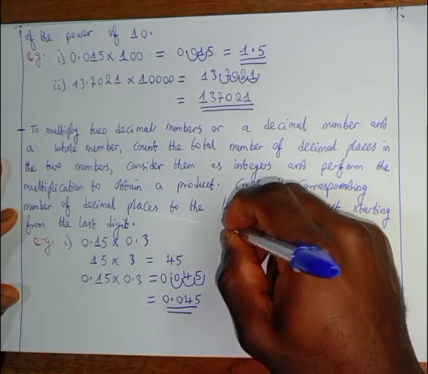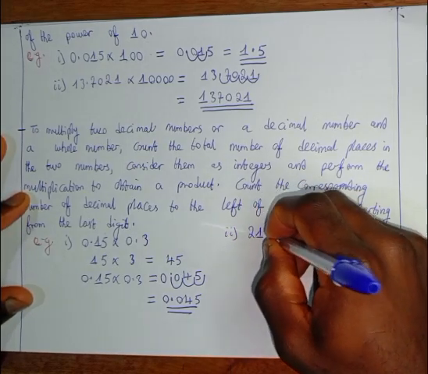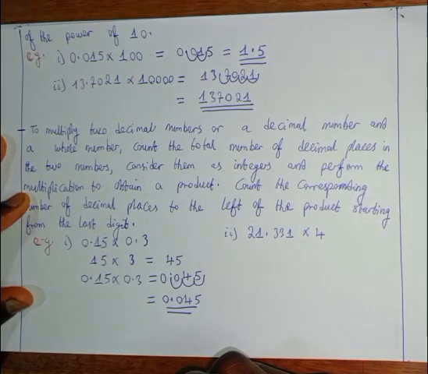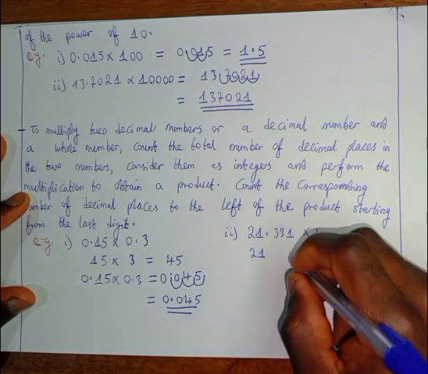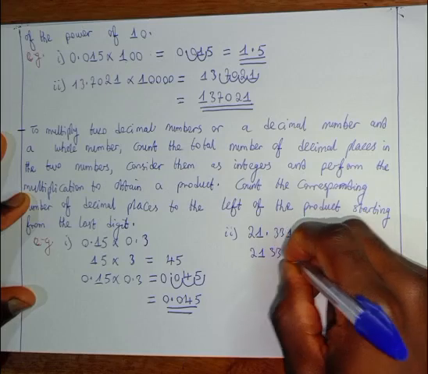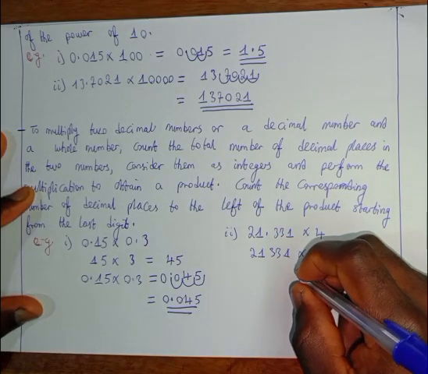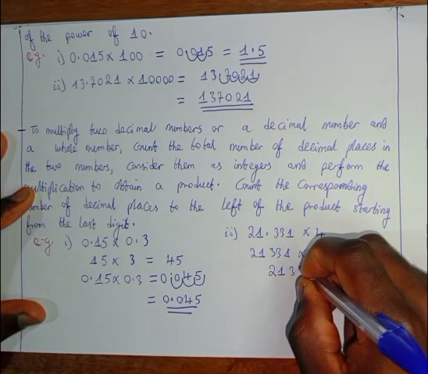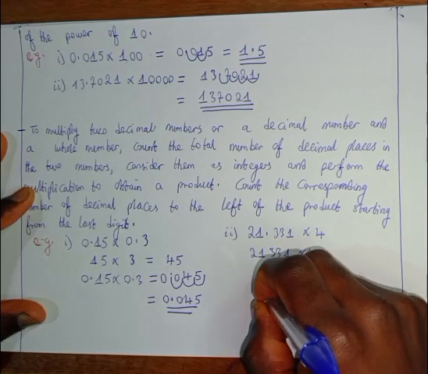We go now to 2i. For 2i, we have 21.331 times 4. We are going to ignore the decimal point, and we assume we are multiplying two integers. So we have 21,331 times 4. We saw the various techniques of performing multiplications of integers. This will give us 21,331. Write down 4 below, then we multiply.